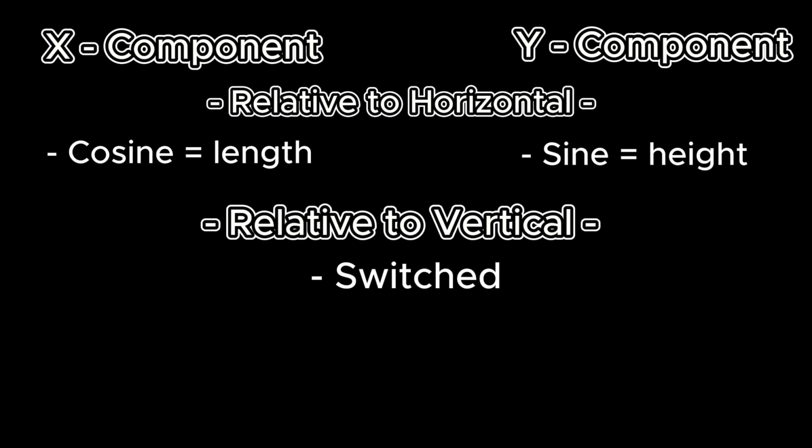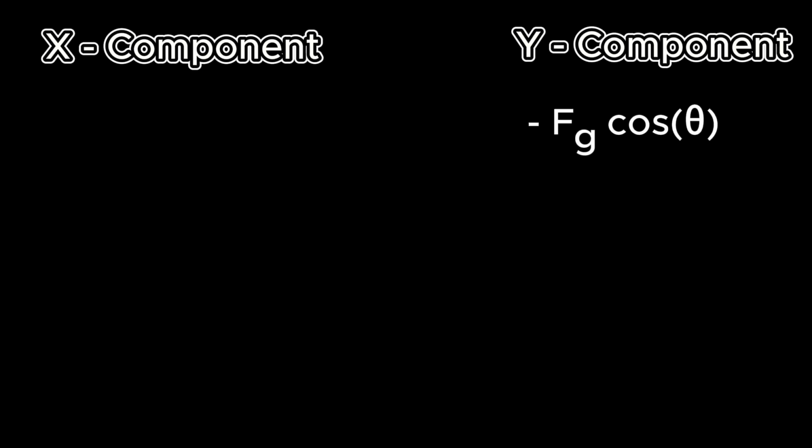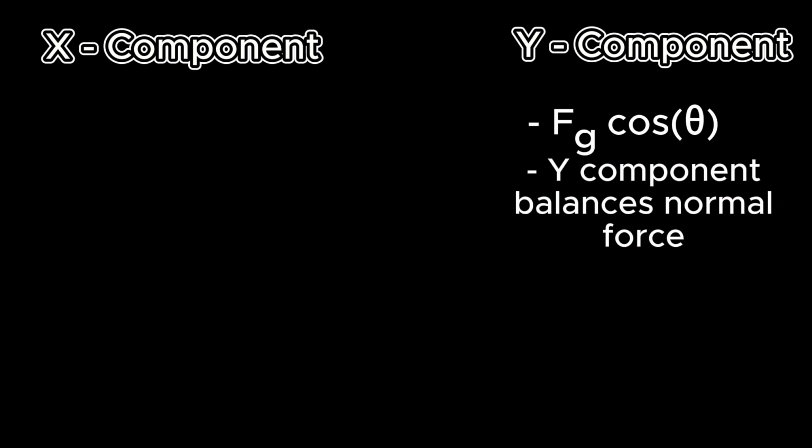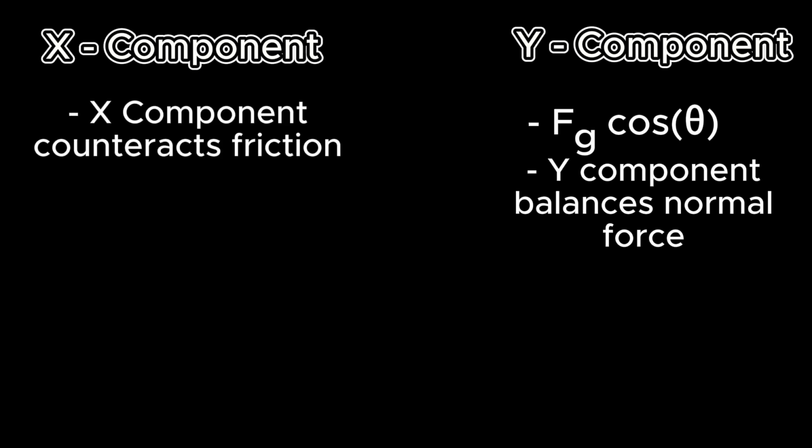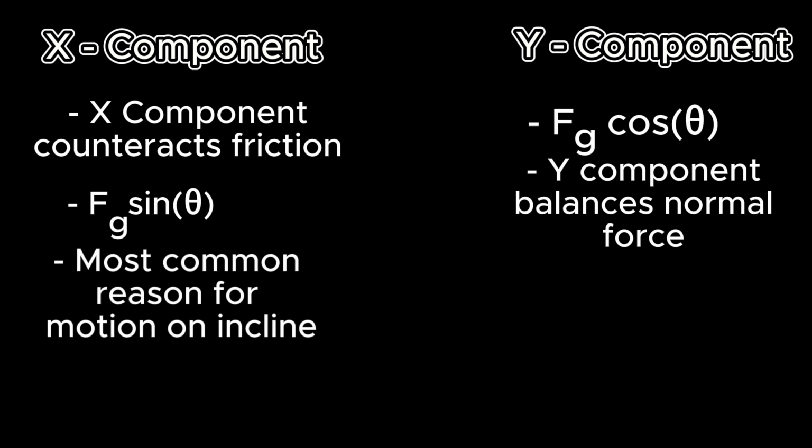To calculate the y component of gravity, which counteracts the normal force, multiply the gravitational force by the cosine of theta, where theta is the same angle as the angle of the incline. In most problems, the y component of gravity and normal force are completely balanced. To calculate the x component of gravity, which counteracts the force of friction, multiply the gravitational force by the sine of theta. Gravitational force in the x direction is the most common reason for motion on the incline.